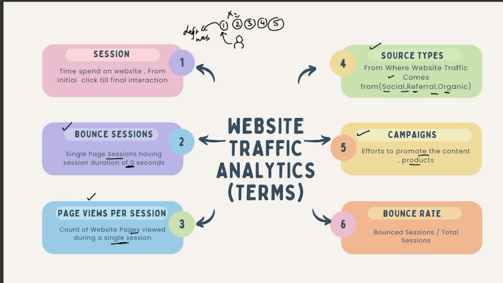Then finally is the bounce rate. Bounce rate is bounce sessions divided by total sessions. Bounce sessions, as I already explained, are sessions having a session duration of 0 seconds. We need to put those sessions in the numerator, and in the denominator we need to put total sessions, including bounced plus non-bounce sessions. So bounce sessions will come in the numerator, and we can derive the figure of bounce rate. I hope you are able to understand these terms, because website traffic analytics is very common in the real world as well.